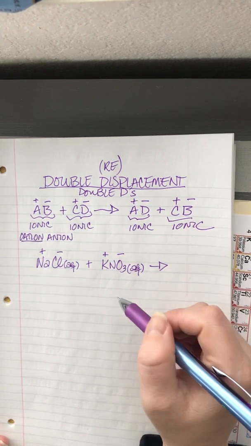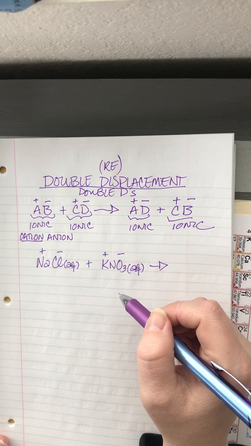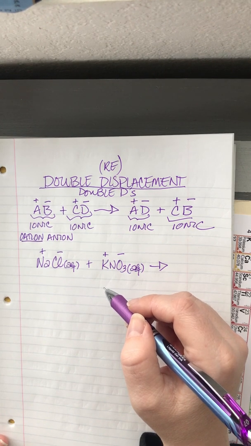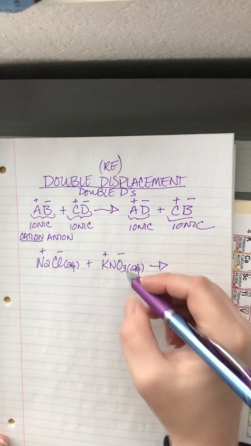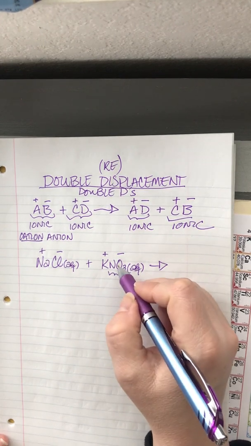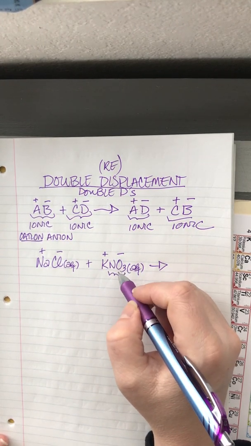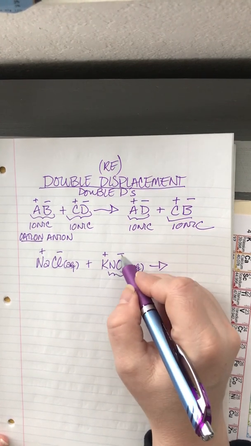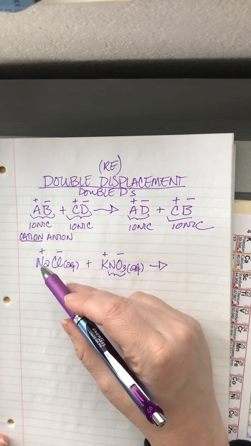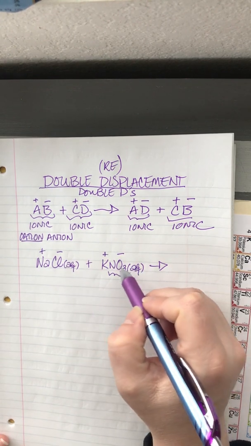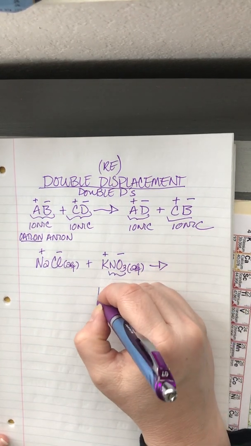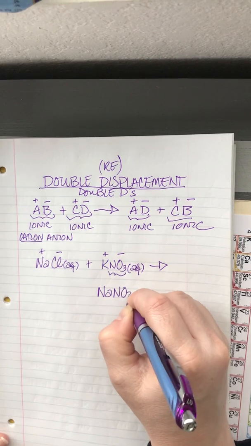So, who's going to hook up with who on the product side? The sodium and nitrate. This guy is a polyatomic ion, so polyatomic ions are not going to break apart. This guy's name is nitrate, and the whole thing is our anion. So sodium is going to hook up with nitrate, and we'll get NaNO3.